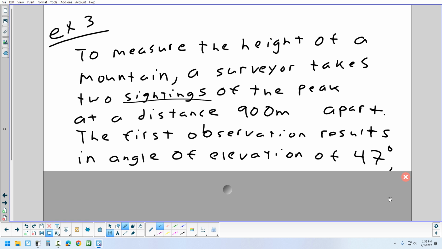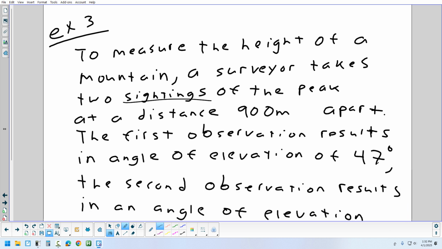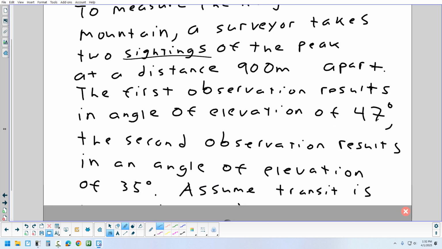Now, when they back away and they're further from the mountain, what's going to happen to this angle? It's going to be smaller. So it's kind of like if you were sitting on the floor in front of the screen. If you were right next to it, you'd be looking up very steep. When you're farther away, it's less steep. When you're closer, you'd have to look almost straight up. When you move away, you wouldn't have to look almost straight up because you're further away. So the second time, the angle is going to be a little bit smaller, and it's 35 degrees.